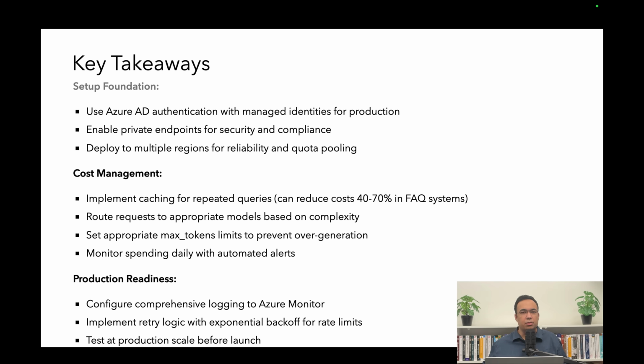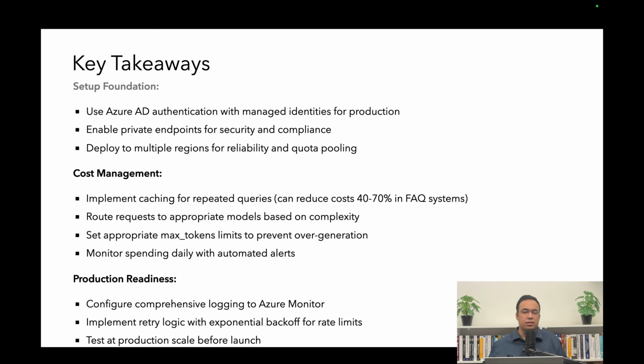For cost management, you should implement caching for repeated queries. In FAQ style systems, this can reduce costs by up to 40 to 70%. You should route requests to appropriate models based on the complexity. Not every request needs a reasoning model like GPT-4 or 5. You should set appropriate max token limits to prevent overgeneration. Don't let a simple classification task consume 2000 tokens. You should monitor spending daily with automated alerts. Don't wait until the end of the month to discover a big bill for your cost overruns.